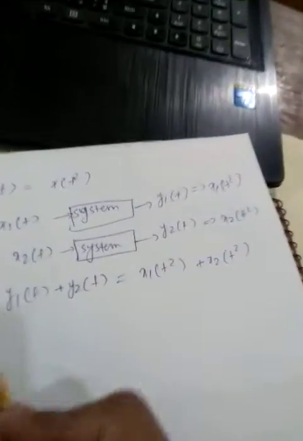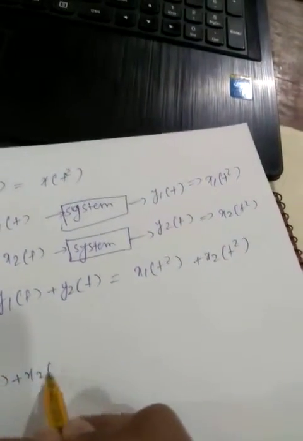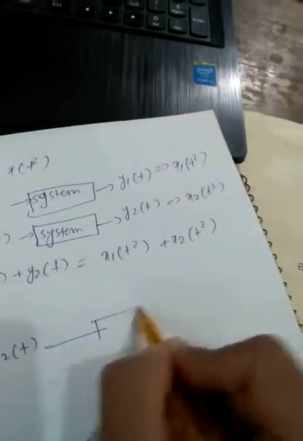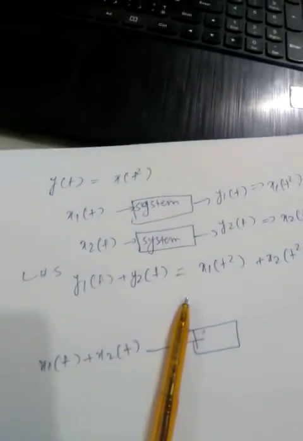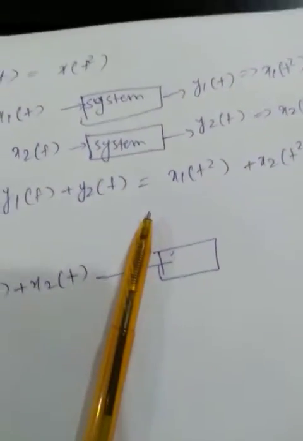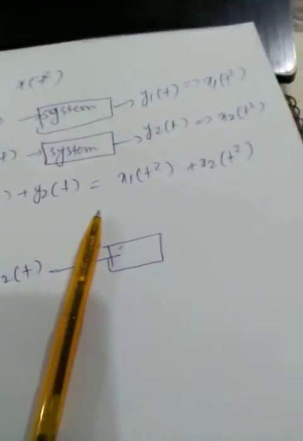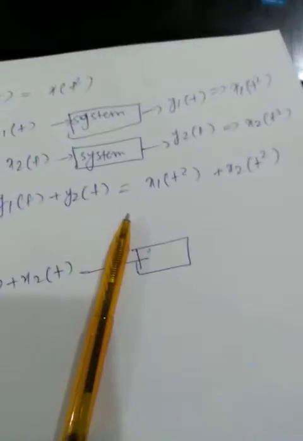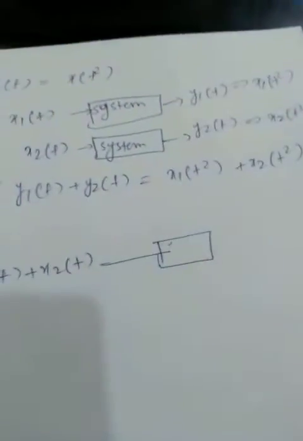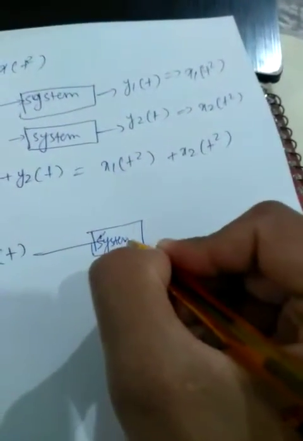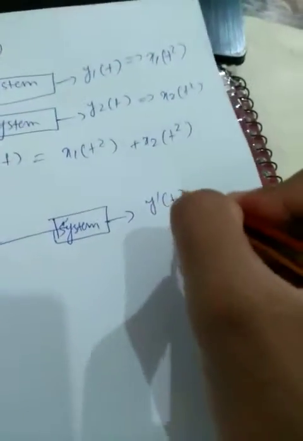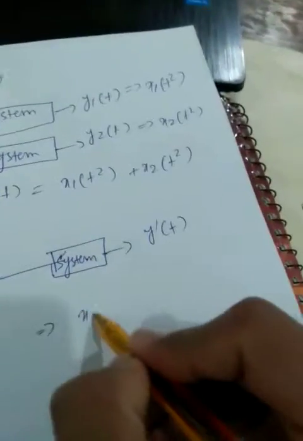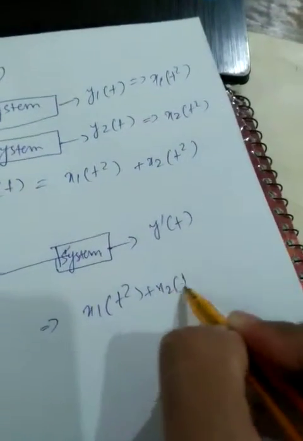And then again we pass through our system x1 of t plus x2 of t. We add both signals and pass this to the system. Sorry, there is some kind of disturbance in the lecture. So we pass this x1 of t plus x2 of t through the system, and this gives us the value y dash of t. What is y dash of t? x1 of t square plus x2 of t square.